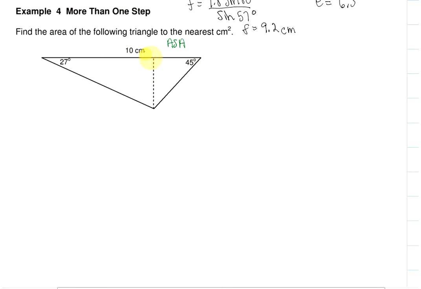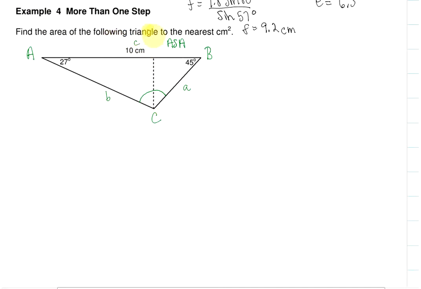The only thing is we don't have the angle opposite our side 10, but we can easily get that, okay? And why don't we also, before we get going, label the vertices of our triangle. So let's say this is A, B, C. So this is side B, this is side A, and this is side C. Okay, so we want to do that just so that we can organize our thoughts.